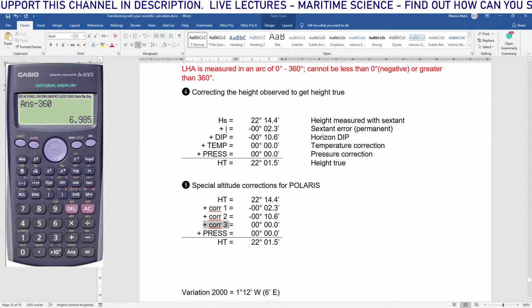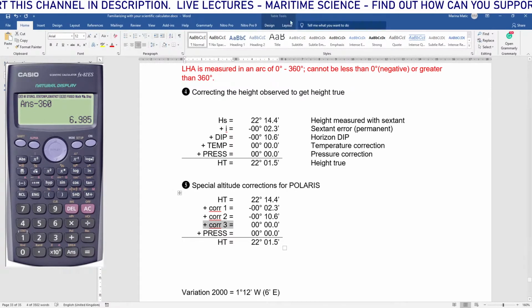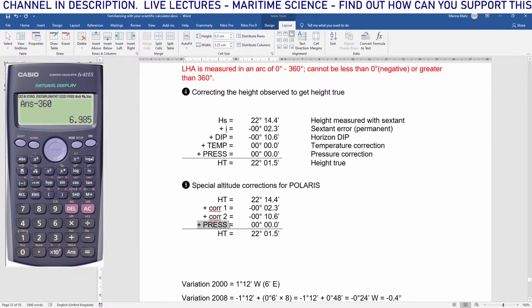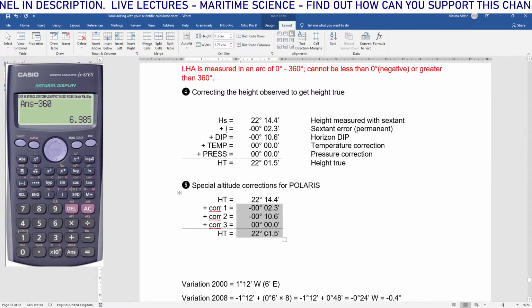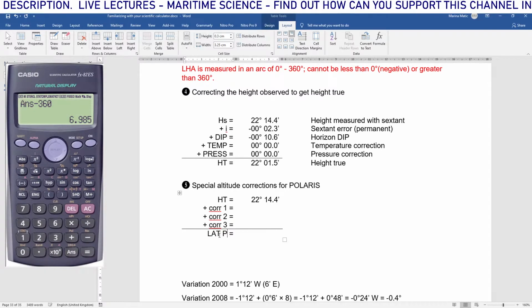Let's delete it. Copy. Layout. Delete row. There it is. So this is lat of Polaris.